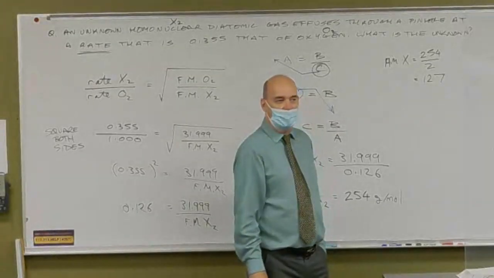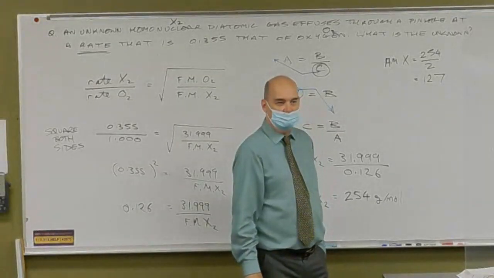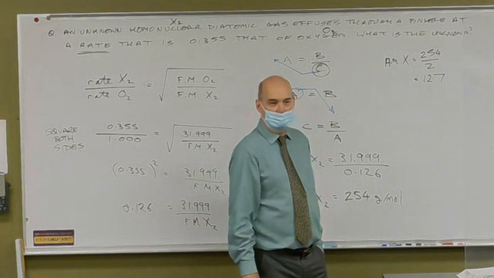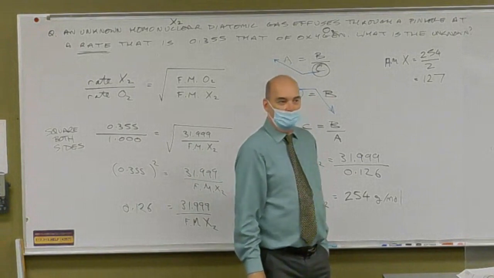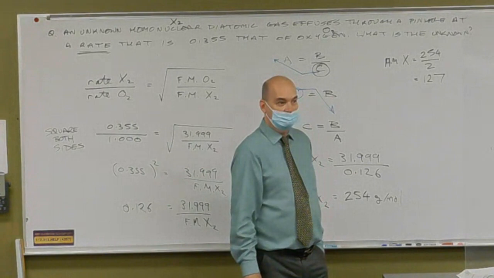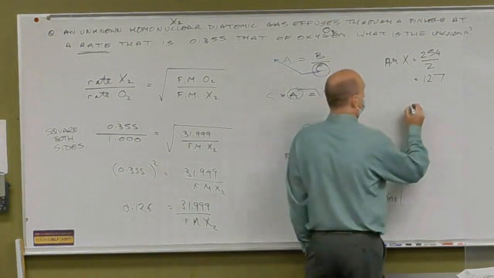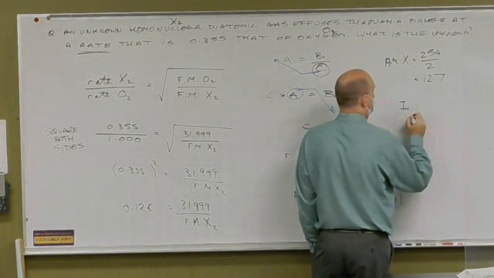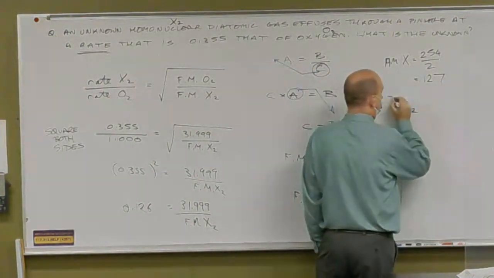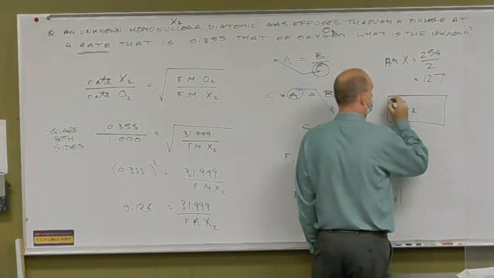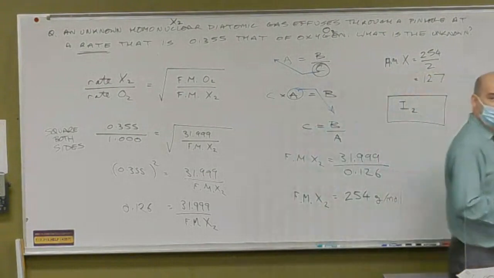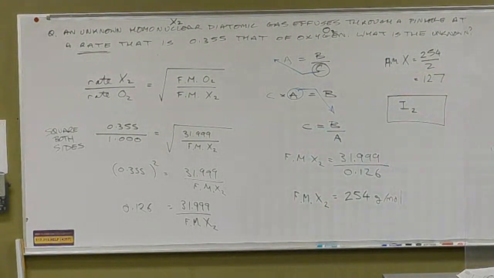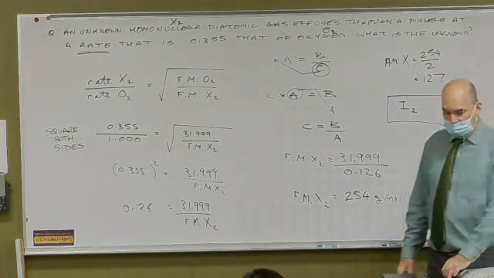So what's the identity of X? And what's that called? The other vapor, gas, is iodine.